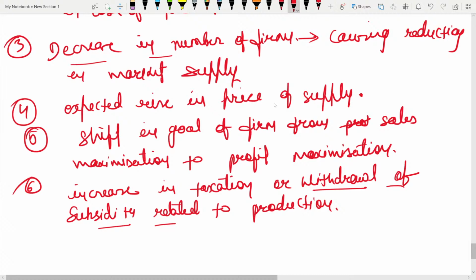Okay. So this is all about the shift in supply curve and movement in supply curve and the law of supply.